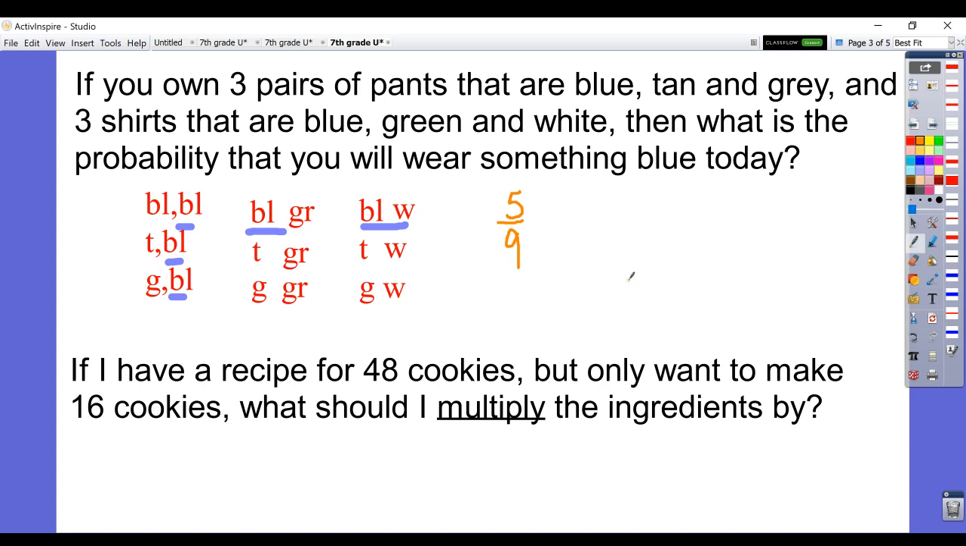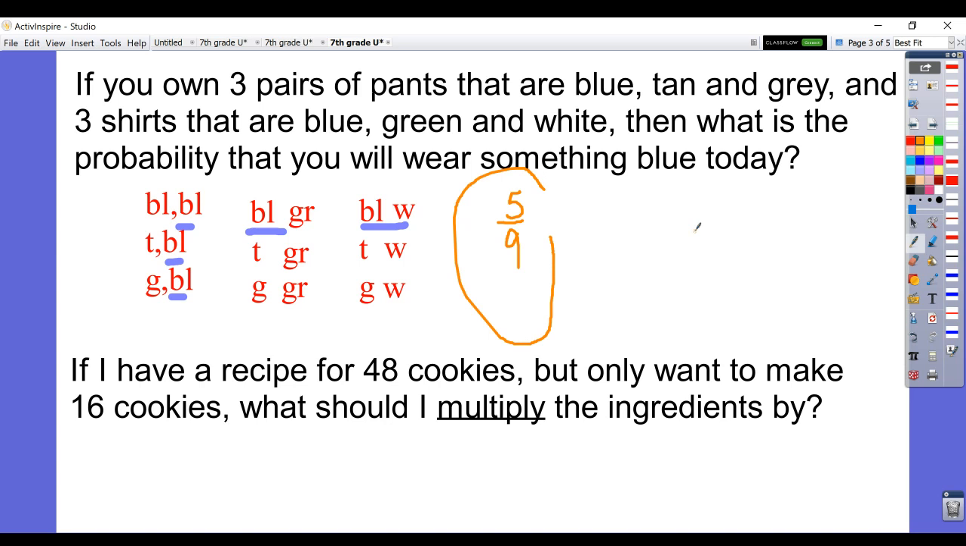Now, again, if you think that didn't make sense to you logically, another way you could have approached it is you could have done all the blue pants with the 3 shirts, all the tan pants with the 3 shirts, and all the gray pants with the 2 shirts. As long as, again, you don't forget any and you make kind of a logical list. So the 5/9 is correct then.